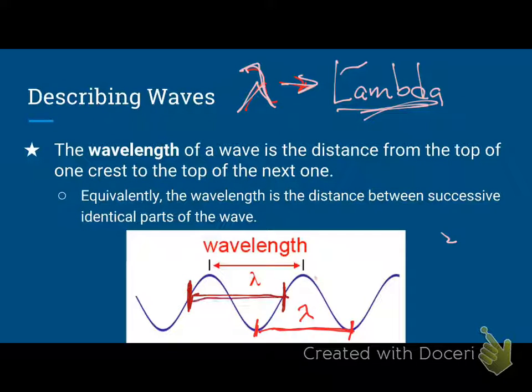Those are two successive points. We could measure it from here to here, two more successive points, or from here to here, two more successive points. Those are all equal to the wavelength. It's simply one full crest and one full trough.